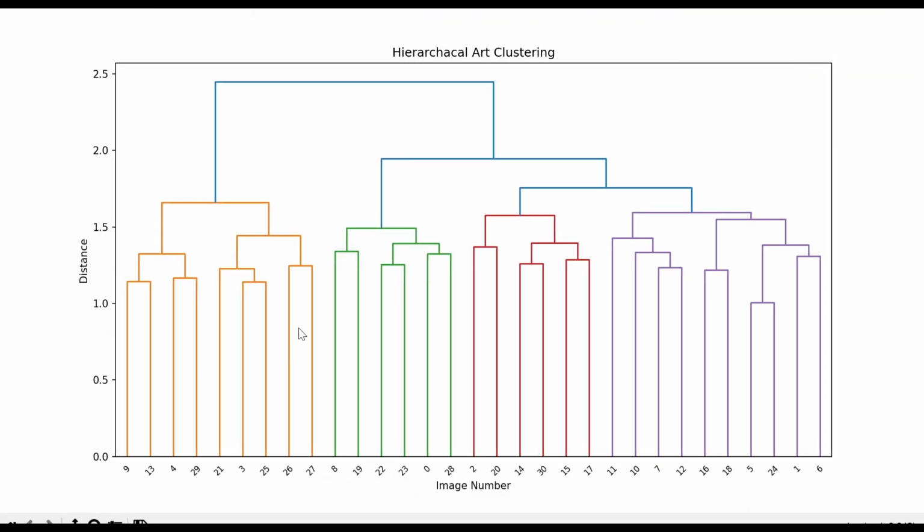We see images. Images 9 and 13 are very similar. And the numbering should be consistent. Like 0, 1, 2, 3, and 4 are from the same period, while 13 and 0 are very different periods and whatnot. So that's what that means.